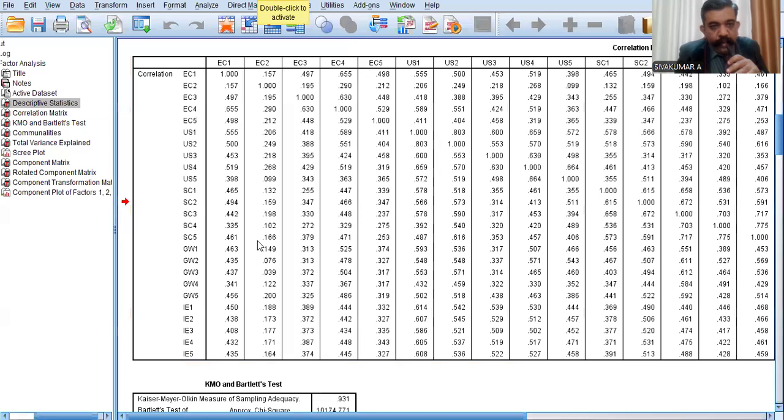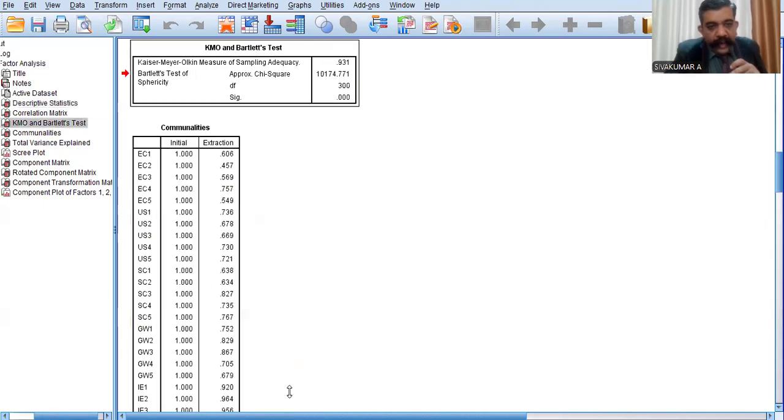Then next, you can see the correlation matrix, a correlation between different variables. Now need to interpret the table. The next table is very important. It is the first important table in the factor analysis. You can see the results of two important tests there. Those two tests are very, very important.